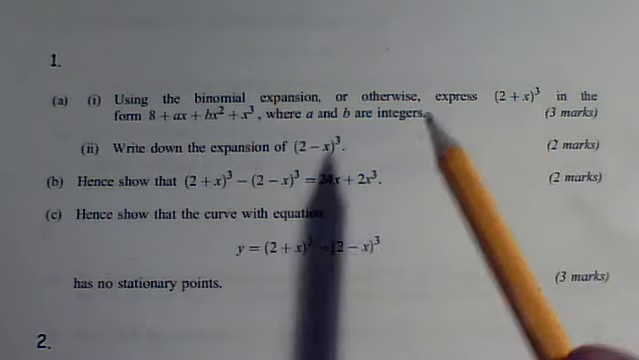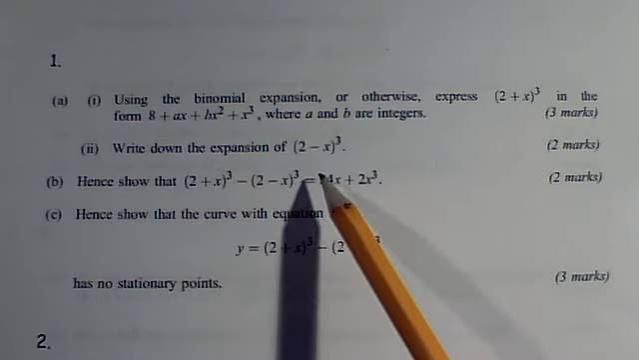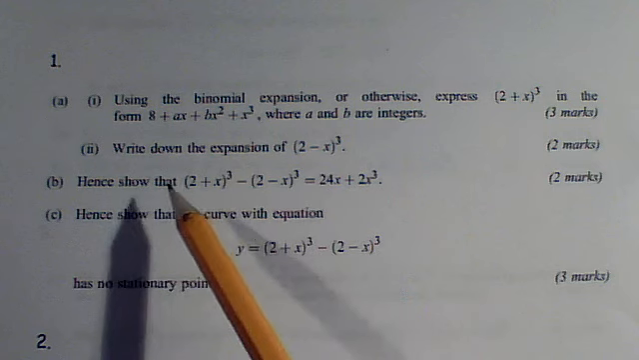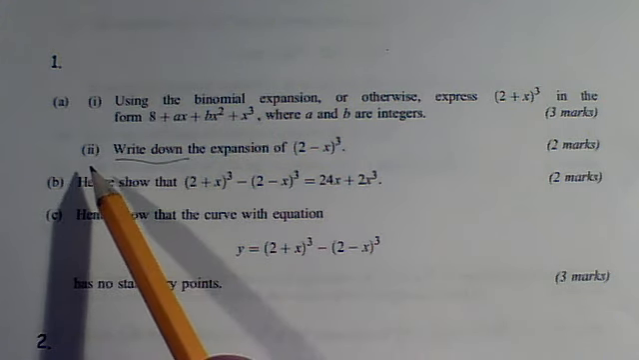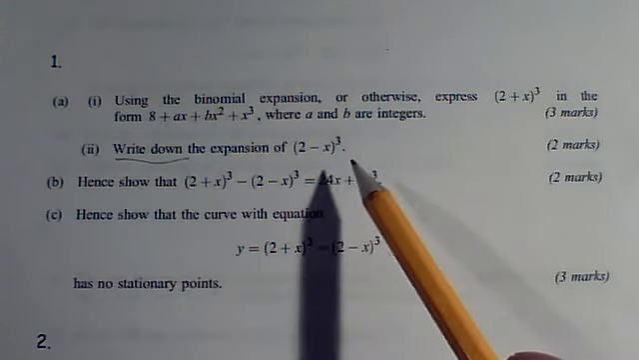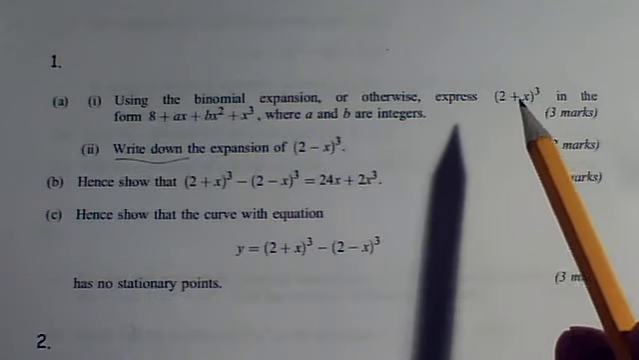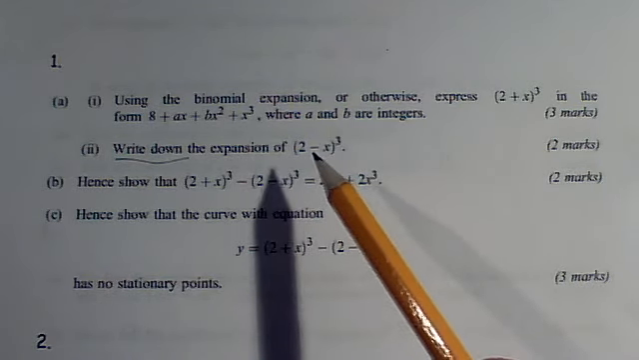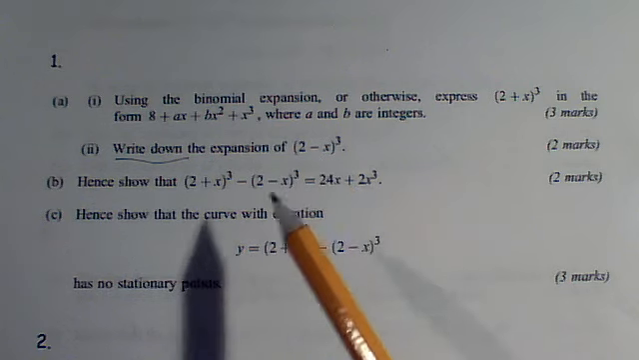Having done that one, you may just be able to adapt the answer to A1 in order to just write down the answer to A2. That's what you're supposed to do, but it's also okay to go back and start all over again with the same bracket with a minus in it and get another expansion for that.